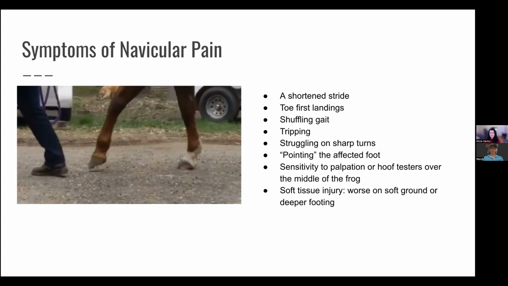The horse might have sensitivity to hoof testers. If you place the hoof testers over the middle of the frog or around the bar section, they might have a reaction there. And if the horse has a soft tissue injury involving the soft tissue around the navicular bone, you might notice that they're moving worse on soft ground or in deep footing. And they might actually seem more comfortable on hard ground, like a barn aisle or a driveway.